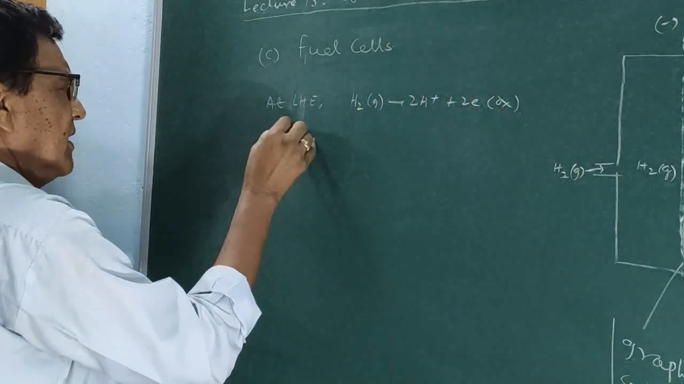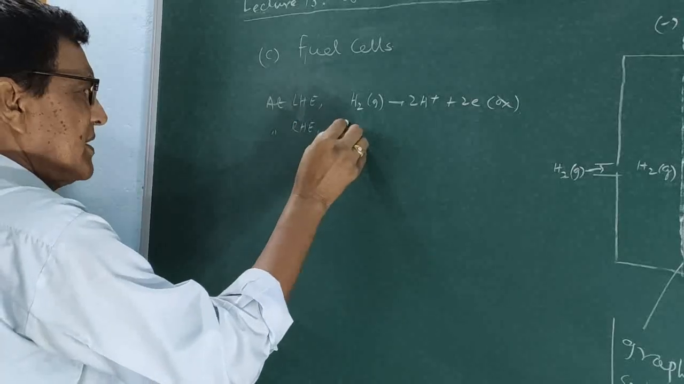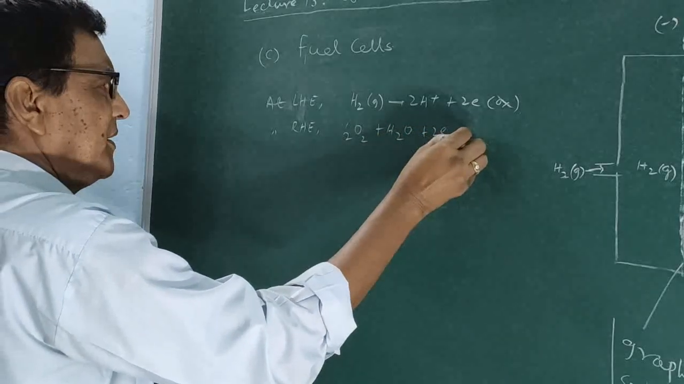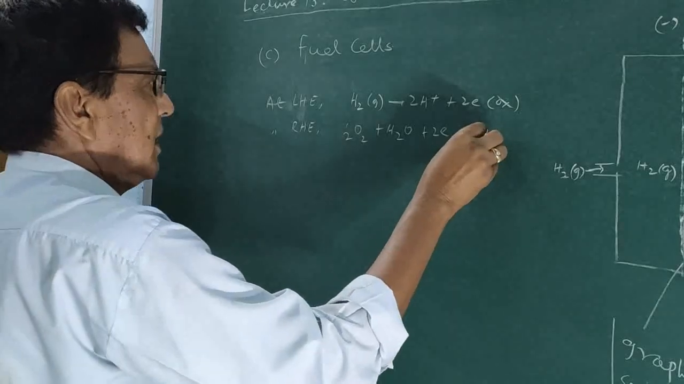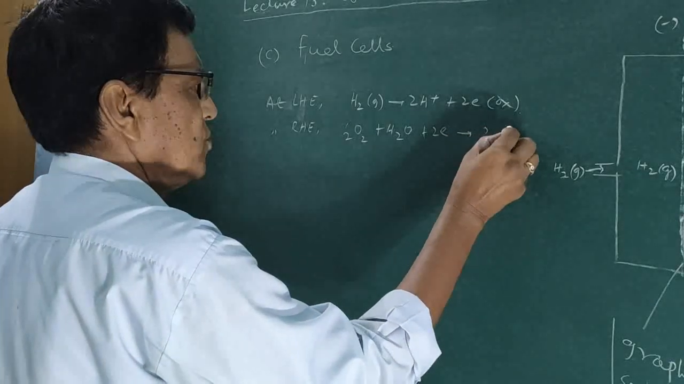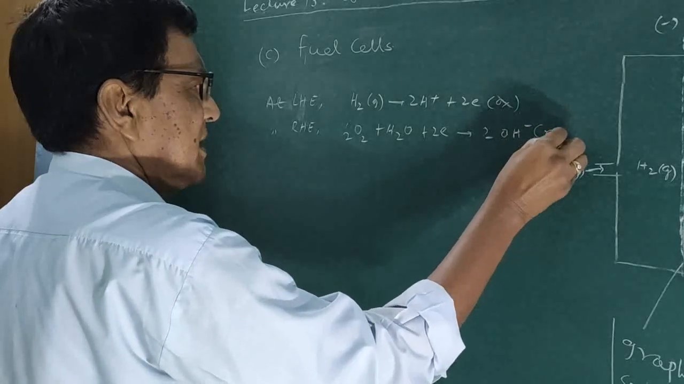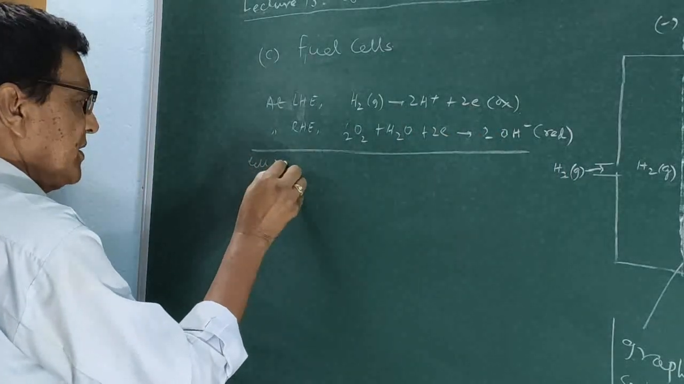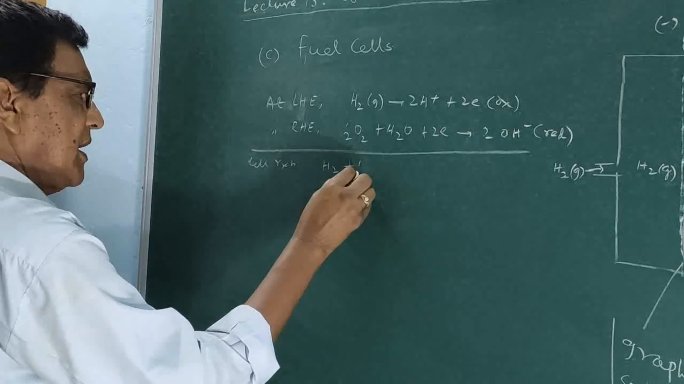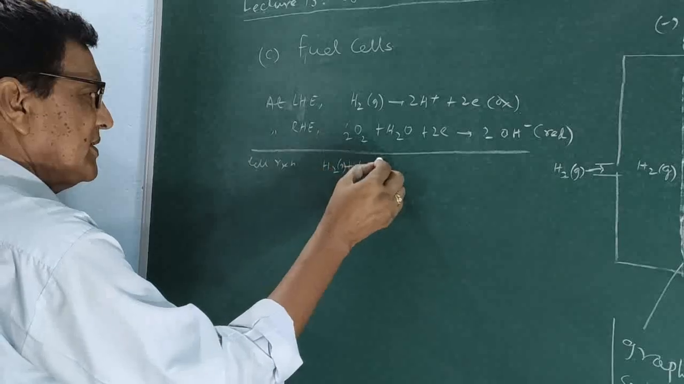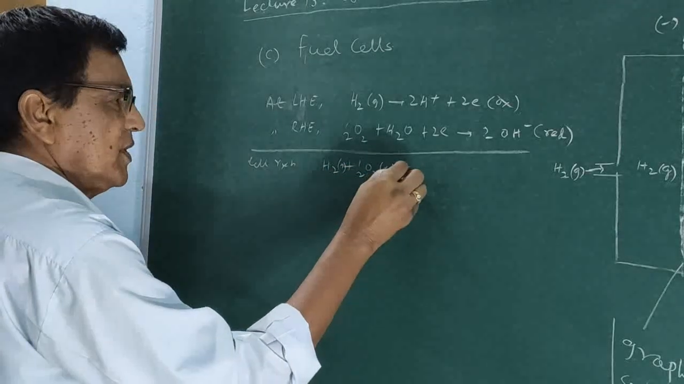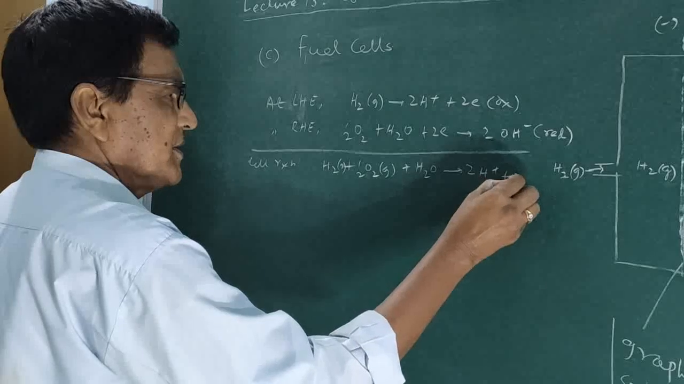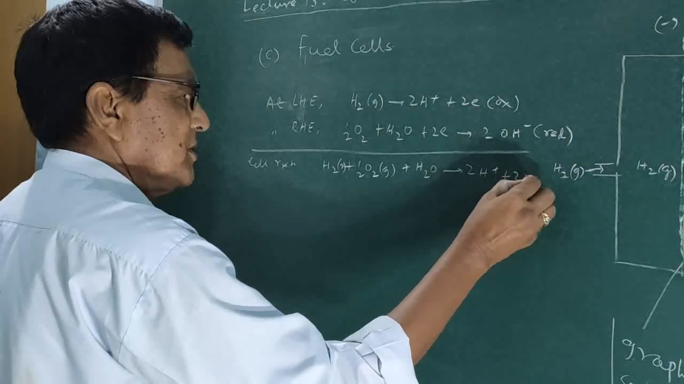And the right hand side electrode is half O2 plus H2O plus 2e giving 2OH minus, and this is the reduction. That's it. If we combine these two, then the net cell reaction is hydrogen plus half oxygen, these are gases, plus water, giving 2H plus plus 2OH minus.